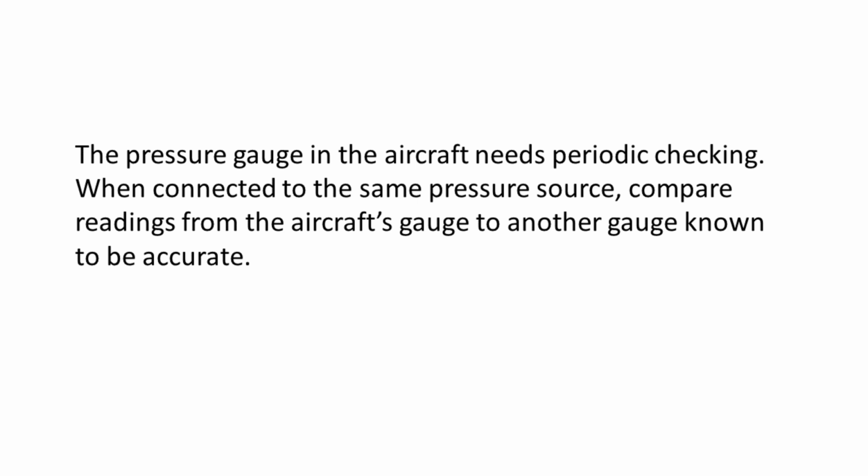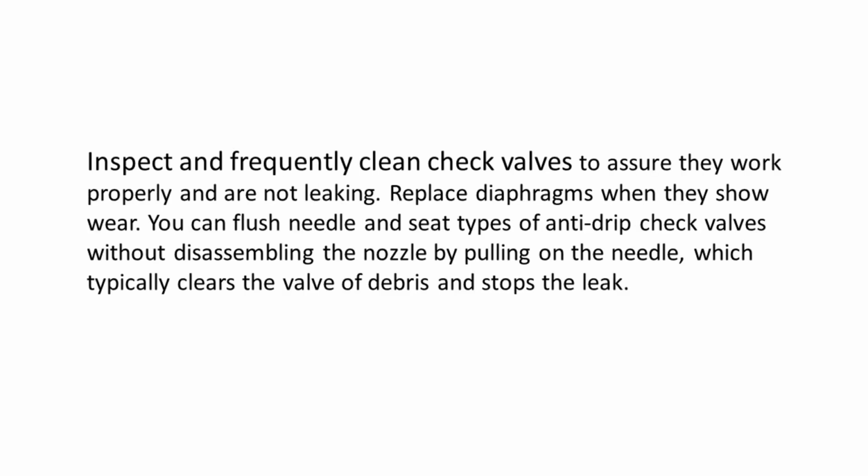The pressure gauge in the aircraft needs periodic checking. When connected to the same pressure source, compare readings from the aircraft's gauge to another gauge known to be accurate. Inspect and frequently clean check valves to assure they work properly and are not leaking. Replace diaphragms when they show wear. You can flush needle and seat types of anti-drip check valves without disassembling the nozzle by pulling on the needle, which typically clears the valve of debris and stops leaks.